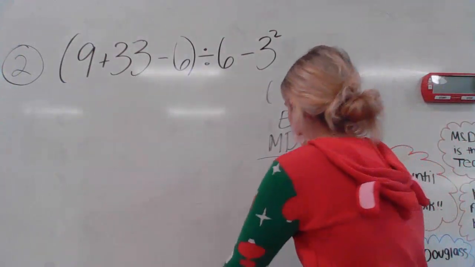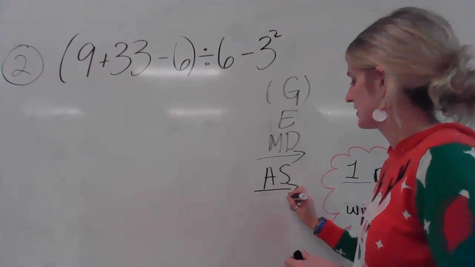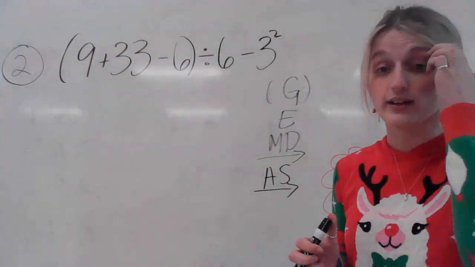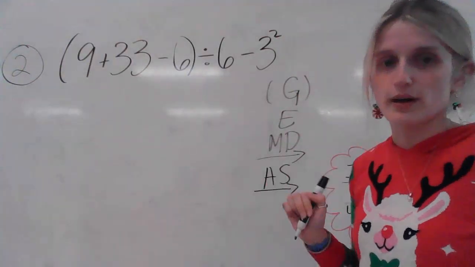I need a better marker. And an A and an S for adding and subtracting. Again, those go left to right as well when they're on the same level. So that's our checklist. Here's our problem.